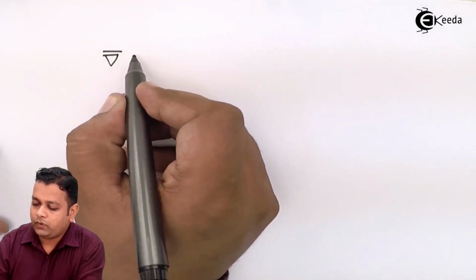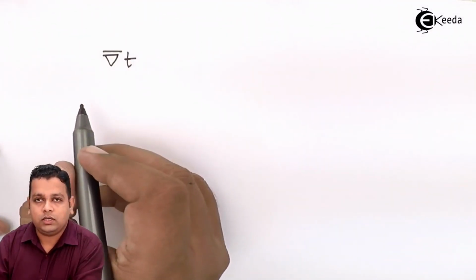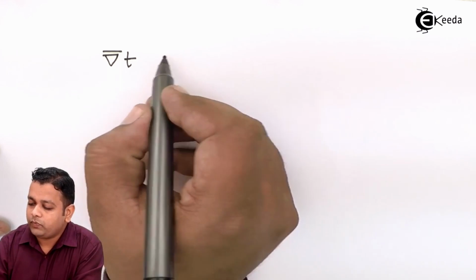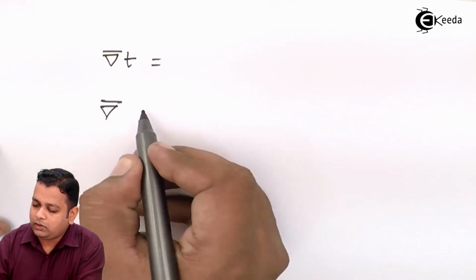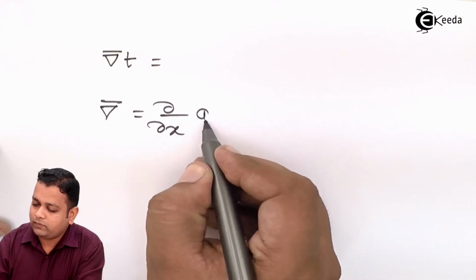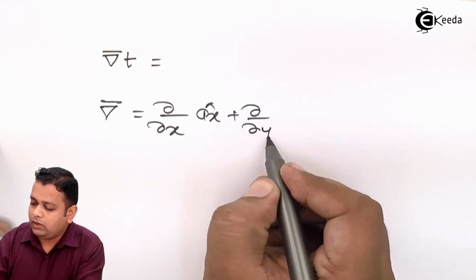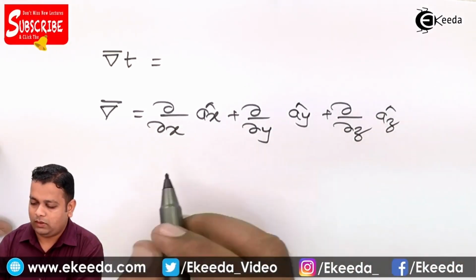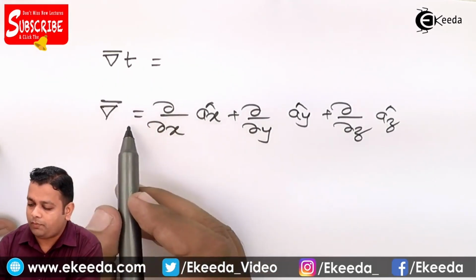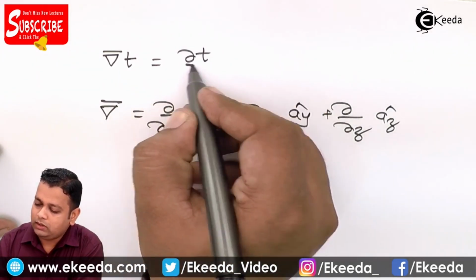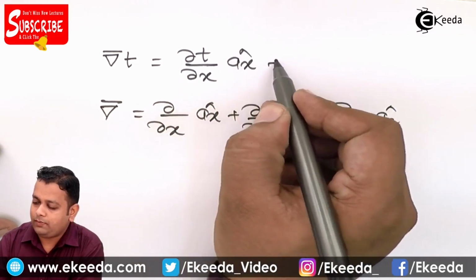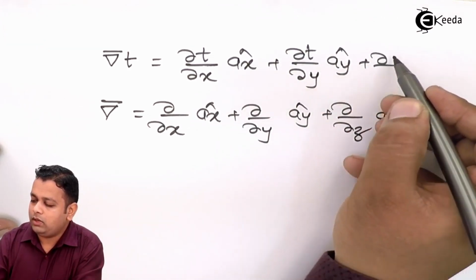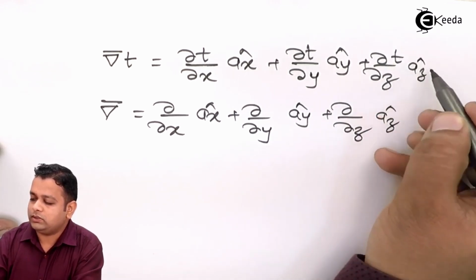The del operator and the scalar T. There is no dot or cross between the two. We know that the del operator is given by del/del x ax cap, del/del y ay cap, del/del z az cap. So multiplying this del operator with T, we get del T by del x ax cap, del T by del y ay cap, del T by del z az cap.